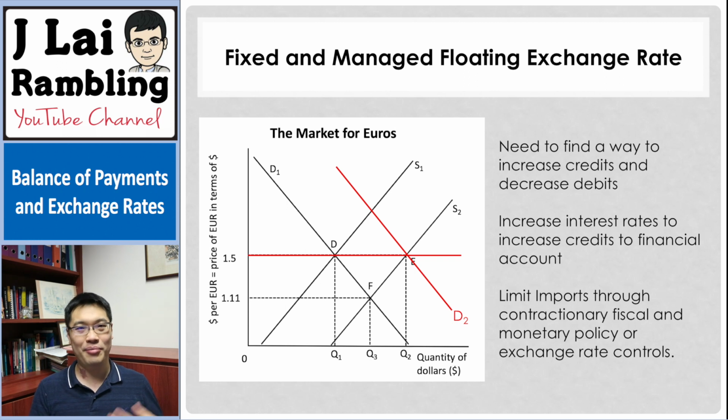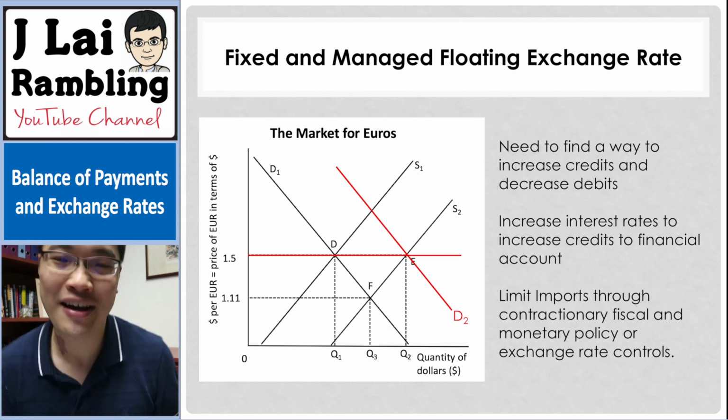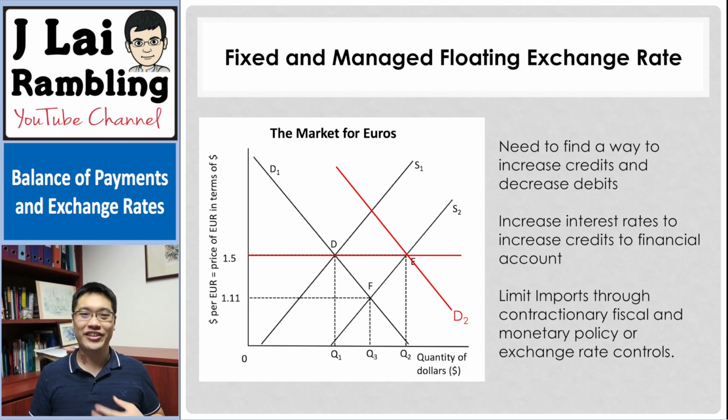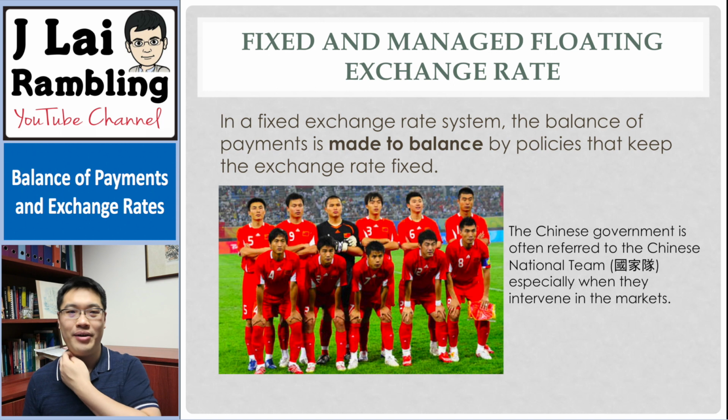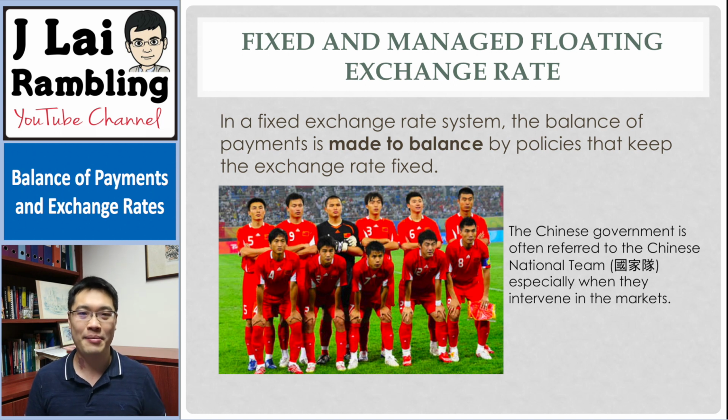And secondly, which I thought was not very likely, is to limit imports, through contractionary monetary policies. So basically, I'm not letting you buy as many of those foreign imports, and therefore you won't be supplying so much of the domestic currency out into the market. Not very likely to happen, I think. Now, in a fixed exchange rate system, the balance of payments is made to balance by policies to keep the exchange rate fixed.